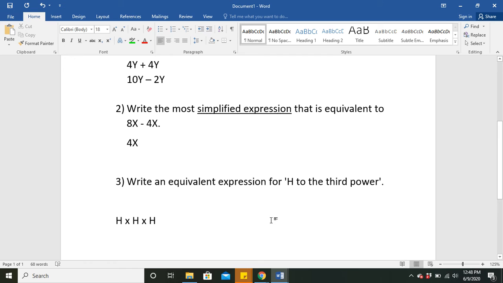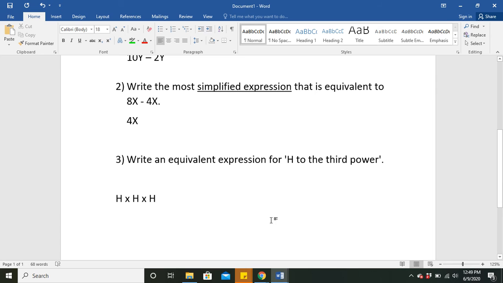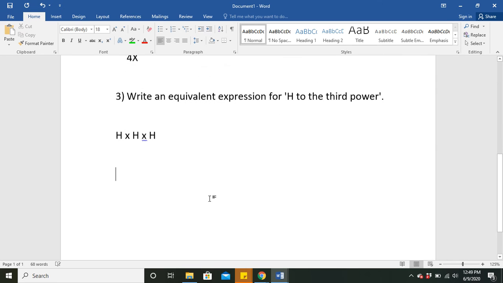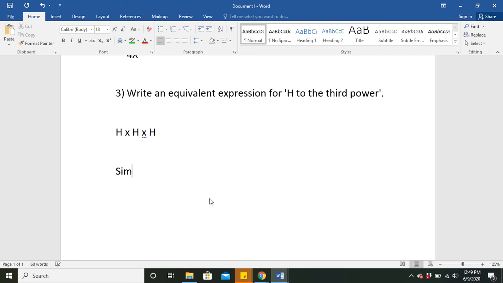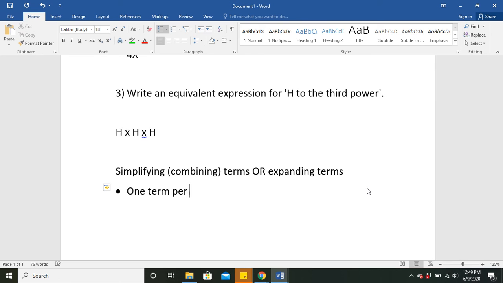Our key takeaways are that we want to make sure we're noticing whether we need to be simplifying and combining expressions or expanding. So as you go into today's lesson, make sure that you're thinking about whether you are simplifying, which means combining terms, or expanding terms. If you're simplifying, you should end up with only one term per variable. And if you're expanding, you can break up a term into more than one terms.